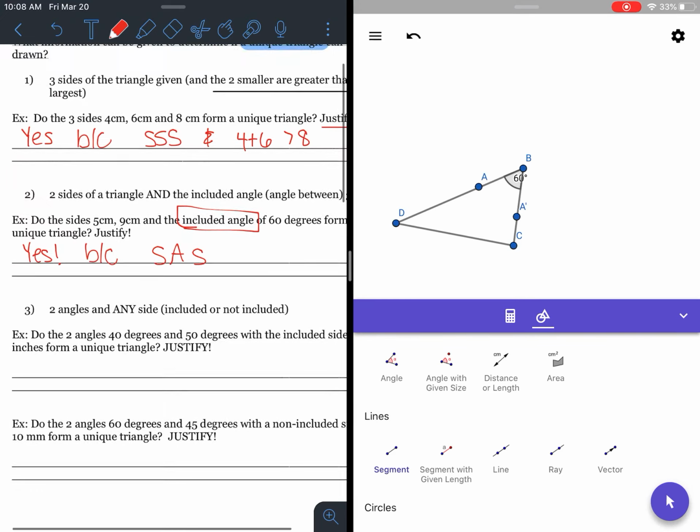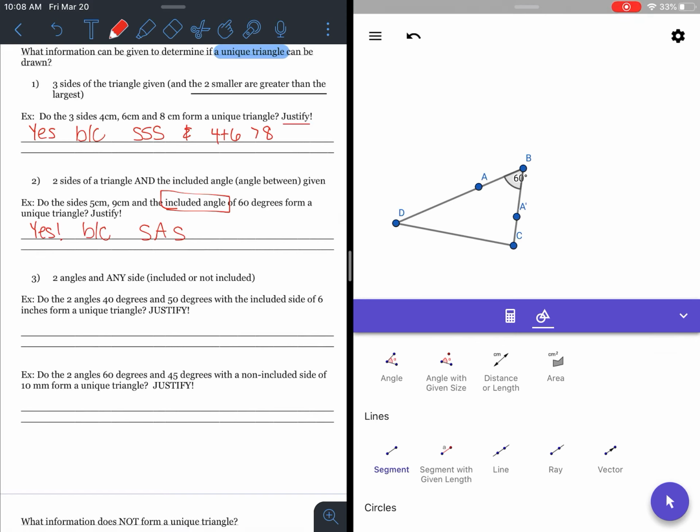All right, next one, 2 angles and any side. So whether it's included or not included, if they give you angle, angle, and any side, then it's unique.